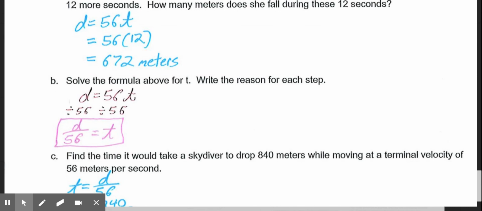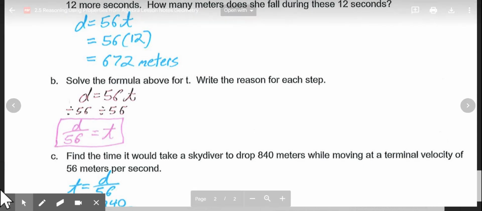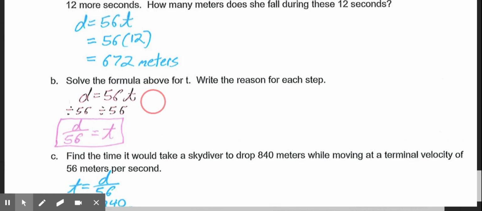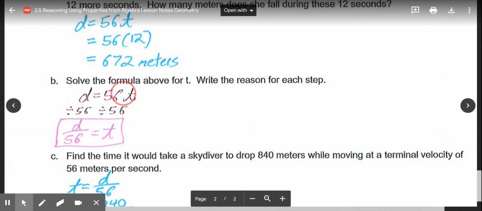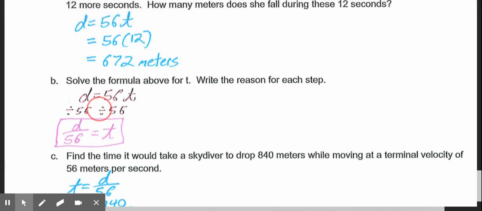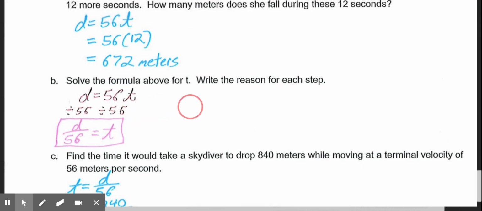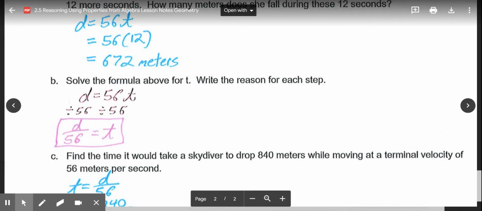Now they want us to solve the formula above for t, write the reason for each step. So I did not write my reason there, but just one second. So if we are looking to solve for t, like I said, I did not put my steps over here, but we start with d equals 56 times t. We divide each side by 56, so our reasoning here would be the division property of equality. And to solve for t, we would have t equals the distance d divided by 56.